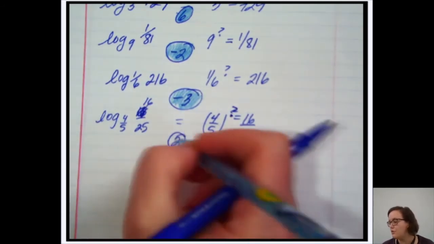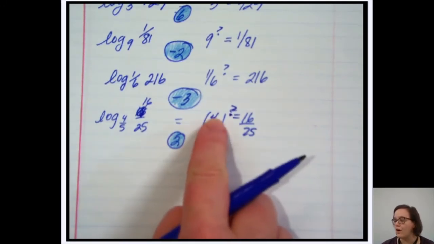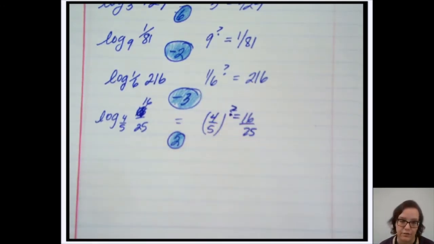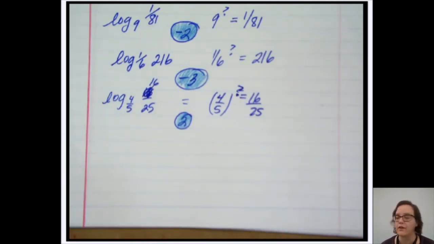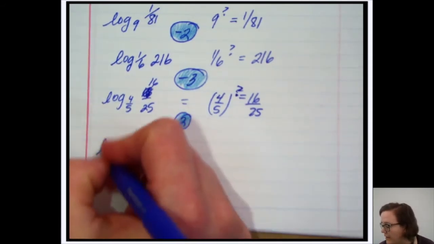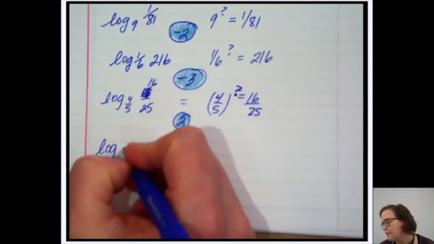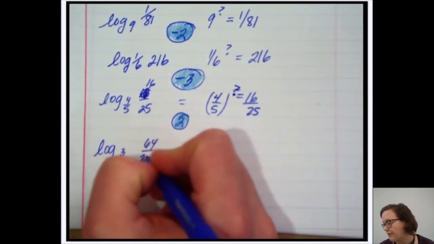Do we need a negative? No, because 4 got us to 16 and 5 got us to 25. So just because fractions are involved doesn't mean that you have a negative. It's all about their size relationship. Okay, so how about log base 3/4 of 64/27?